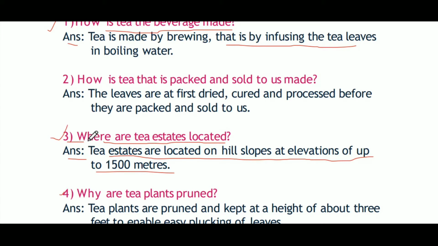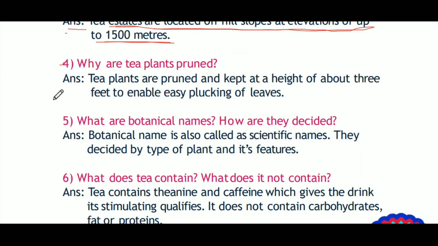Question number 3. Where are tea estates located? Answer is, tea estates are located on hill slopes at elevations of up to 1500 meters. Question number 4. Why are tea plants pruned? Answer is, tea plants are pruned and kept at a height of about 3 feet to enable easy plucking of leaves.